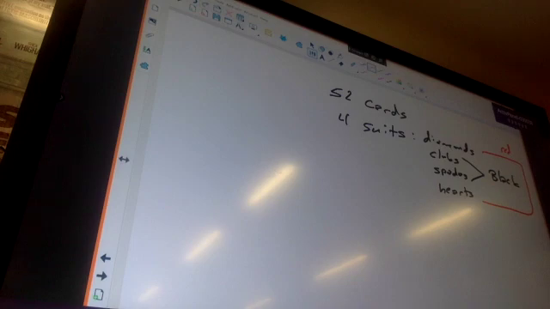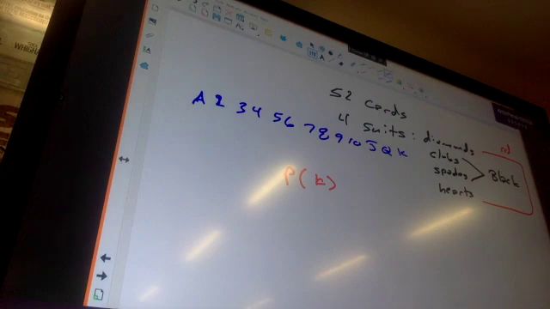So, example 7, probability of selecting a king. Just so we know, in each suit you have 13 cards, and each of those numbers goes in each of the diamonds, clubs, spades, and hearts. So for the probability of a king, there are 4 kings. You have 4 out of 52, which reduces to a 1 in 13 chance.